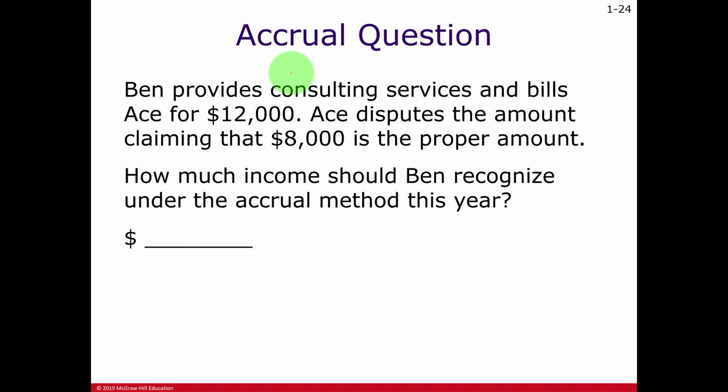In this example, we have Ben, who has already provided services and bills his customer Ace for $12,000. Ace disputes the amount and claims $8,000 is the proper amount. So the question is, how much should Ben recognize under the accrual method? Well, if it's the cash method and he hasn't received anything, the amount would be zero. But here he's already done the work, and the only thing in question is the amount that's determinable. Since $8,000 is for sure, that's the amount that he should report. Yes, $8,000, at least for this year, under the accrual method.